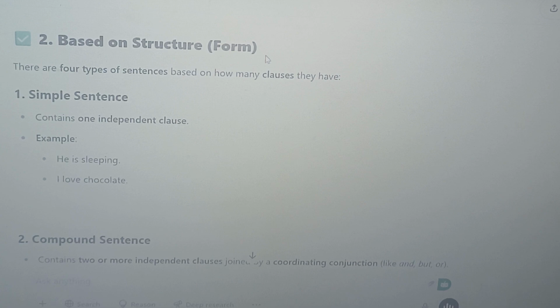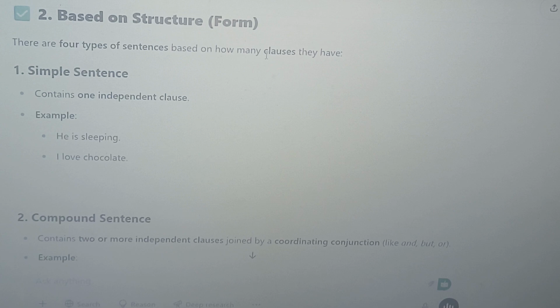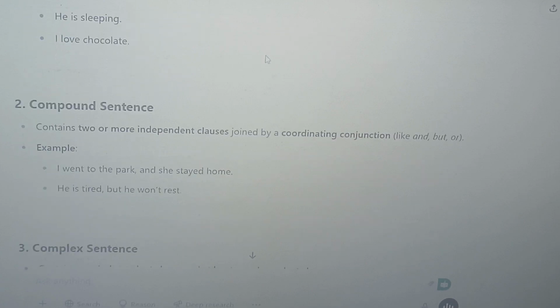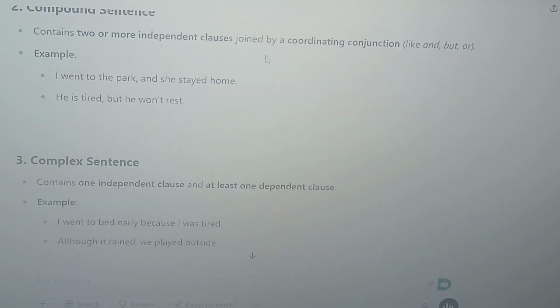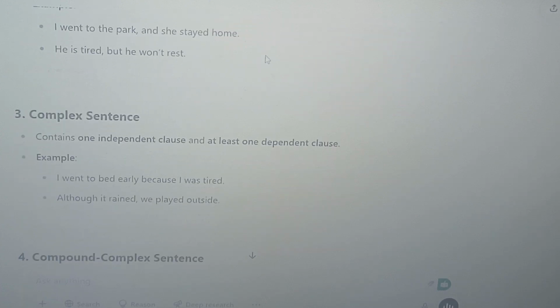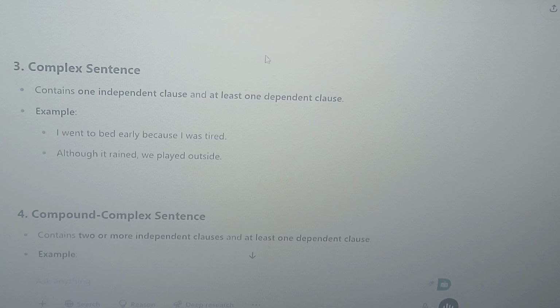Based on structure or form, simple sentences contain one independent clause. Example: he is sleeping, I love chocolate. Compound sentences contain two or more independent clauses joined by a coordinating conjunction. I went to the park and she stayed at home. He is tired but he won't rest. Complex sentences contain one independent clause and at least one dependent clause. I went to bed early because I was tired. Although it rained, we played outside.